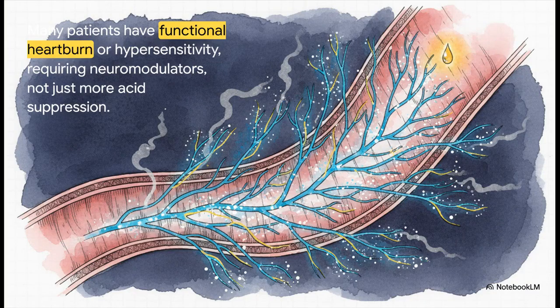And this is a huge concept in modern gastroenterology. For a really large group of patients with stubborn symptoms, the problem isn't too much acid. It's that their esophagus is hypersensitive to even normal amounts of acid. For these people, just throwing more acid suppression at them is never going to work. The treatment has to target the nerve sensitivity itself, using things like neuromodulators or even psychological therapies.